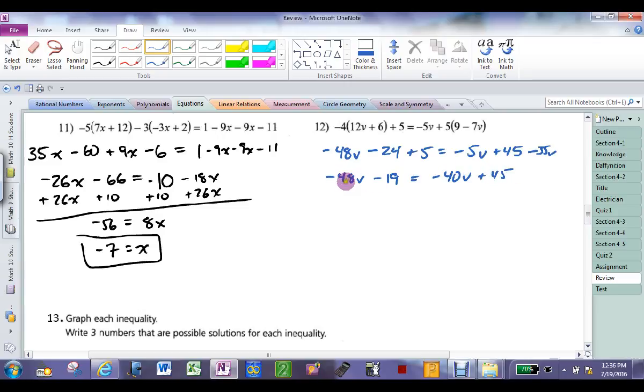Which is smaller? 48. It moves. 29. Where? 48 minus 19. 29? I didn't do 48 minus 19.